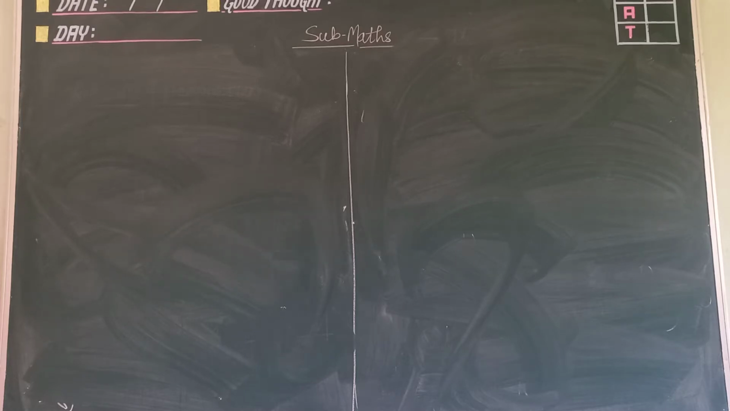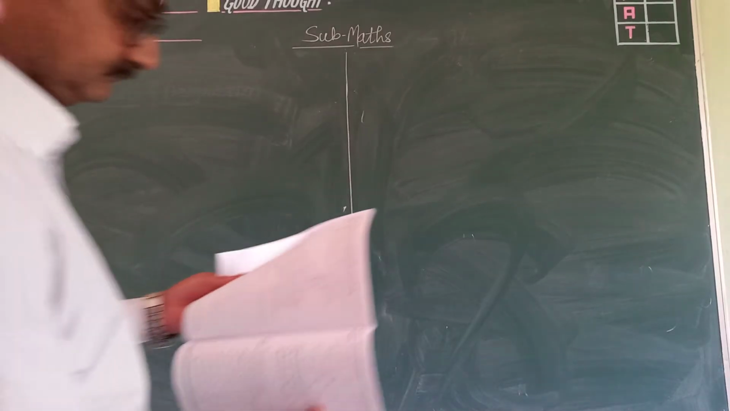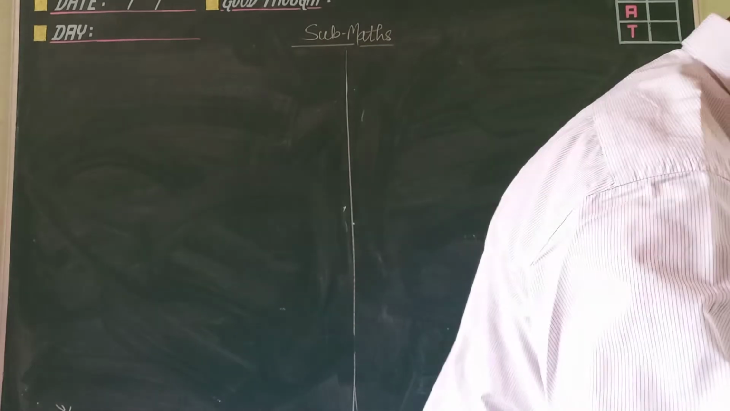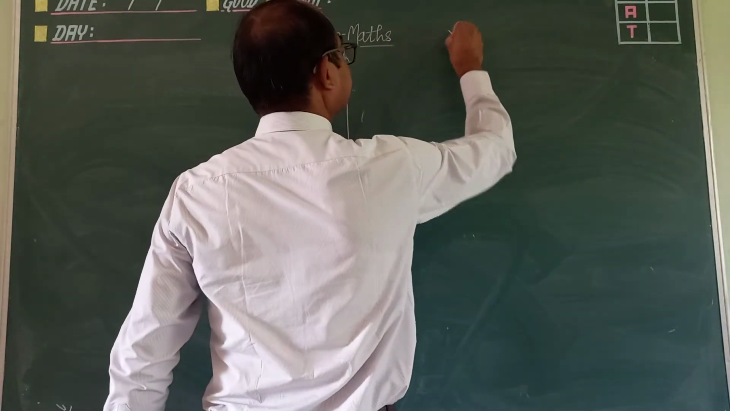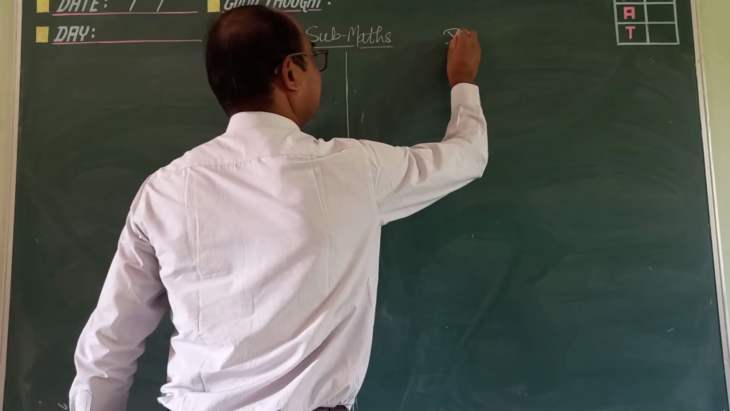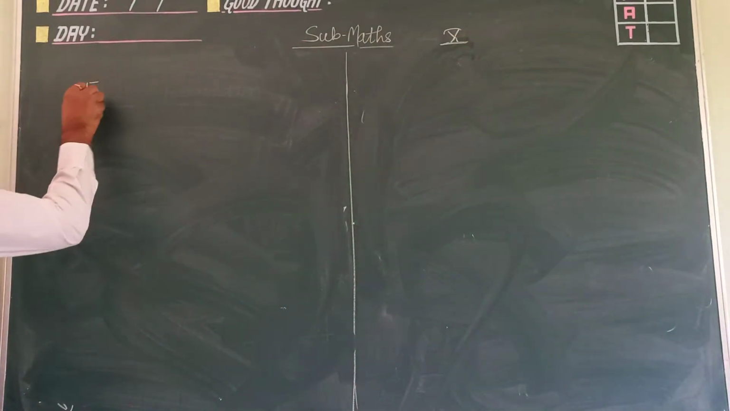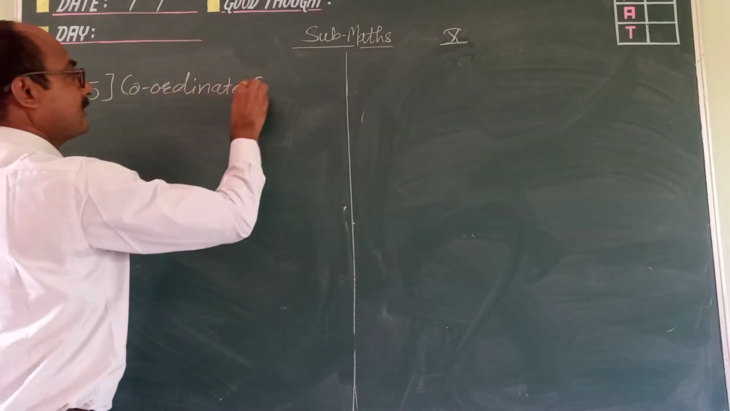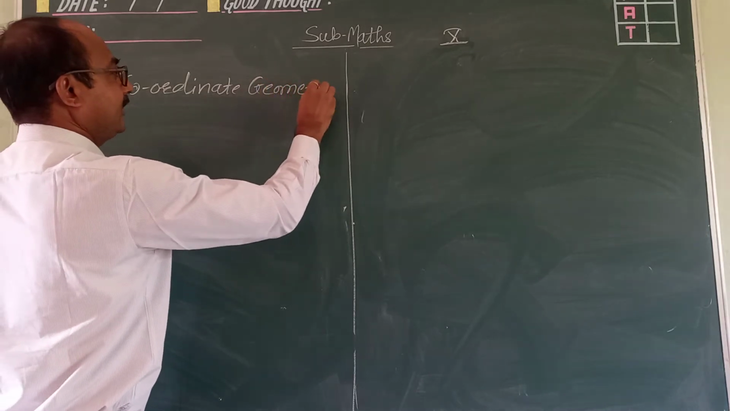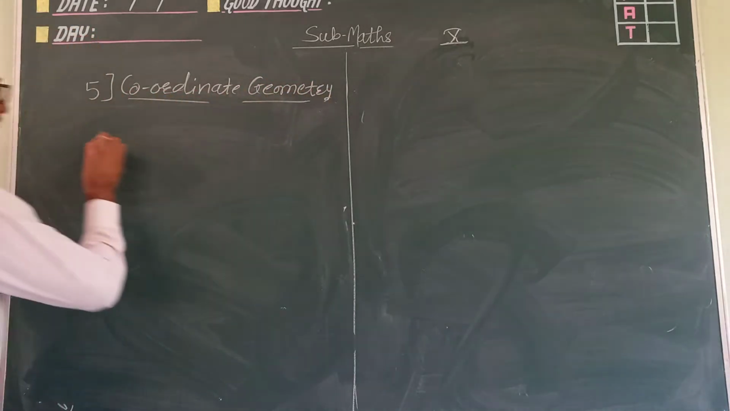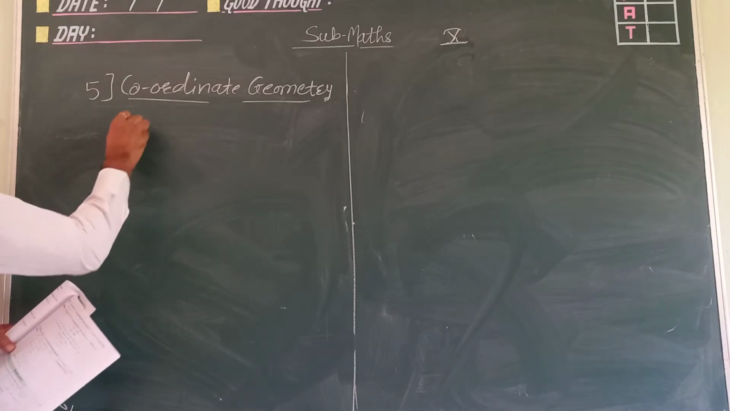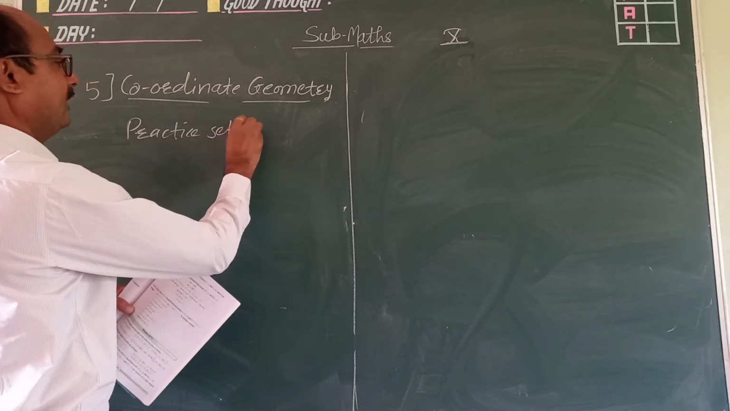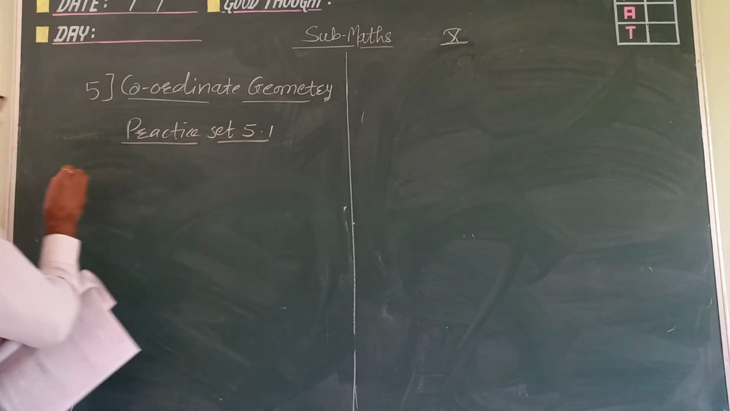Now here, you have already seen examples on that one. We'll take one more example. This is your fifth lesson, coordinate geometry. So we'll see the example. Practice set, suppose this is practice set 5.1. So we'll see practice set 5.1 first.